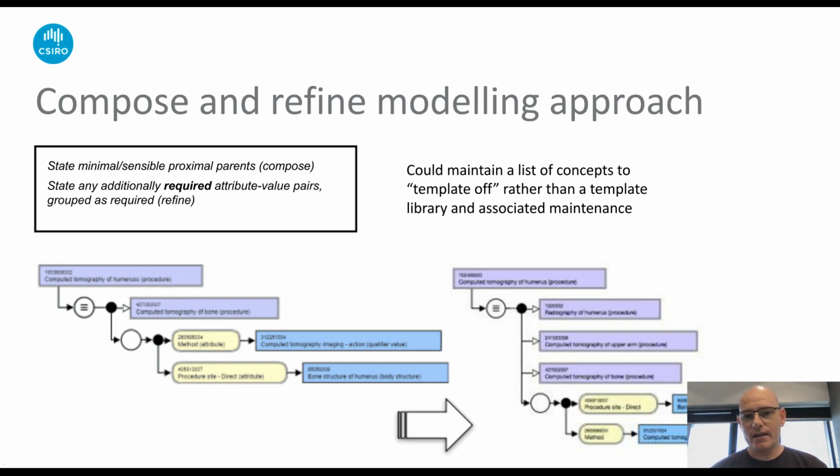So again, this is using the same example that came from the wiki page from SNOMED International. Instead of the procedure parent, we're taking on the CT of bone as a parent. Unfortunately, because of the role grouping, it's necessary to not just state the procedure site as being the humerus, but we also have to state into the role group the CT again as the method. But we ultimately end up with the same result.